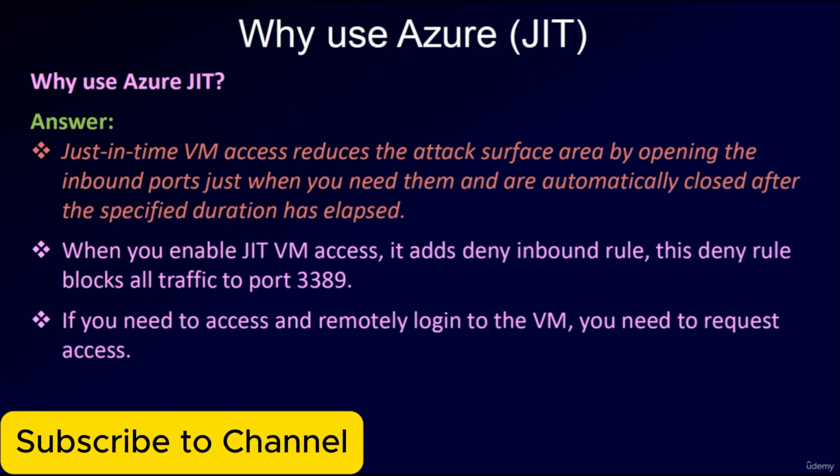So why use Azure JIT? Well, just-in-time access reduces the attack surface area by opening inbound ports just when you need them, and they are automatically closed after a specified duration has elapsed. When you enable JIT for access, it adds an inbound rule. This deny rule blocks all traffic to port 3389. If you need access and you want to get into that VM remotely, you need to request access. Then that port will be open, and you'll be allowed access.